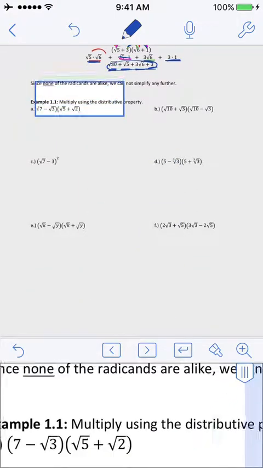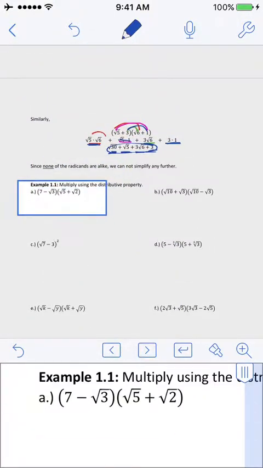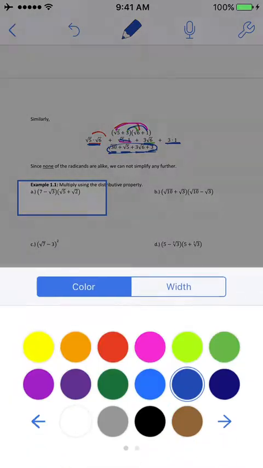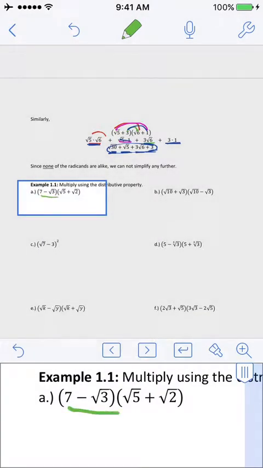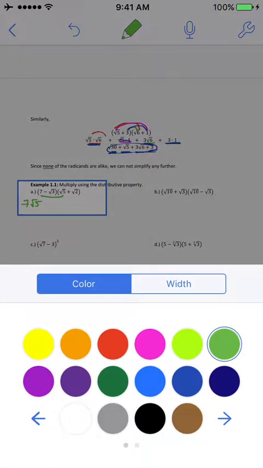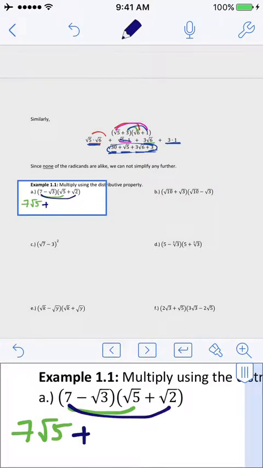So let's try this out with some different radical problems. Let's try this first one. I'll start with the first ones. I'm going to multiply 7 to everyone. So 7 root 5, and then 7 root 2. Now I can do the last ones. Now I've got to watch out, that's a negative. So negative root 3.